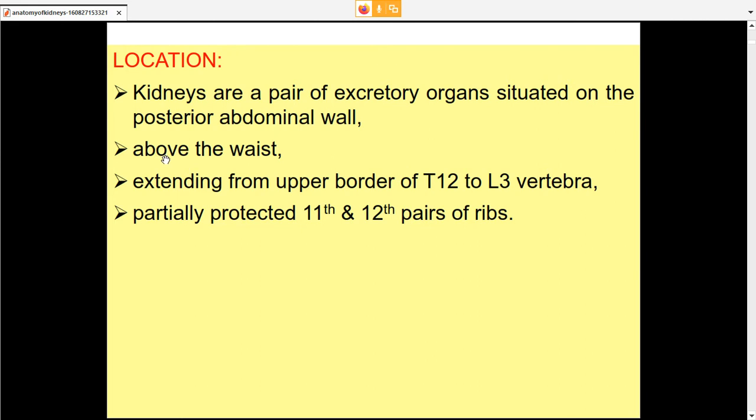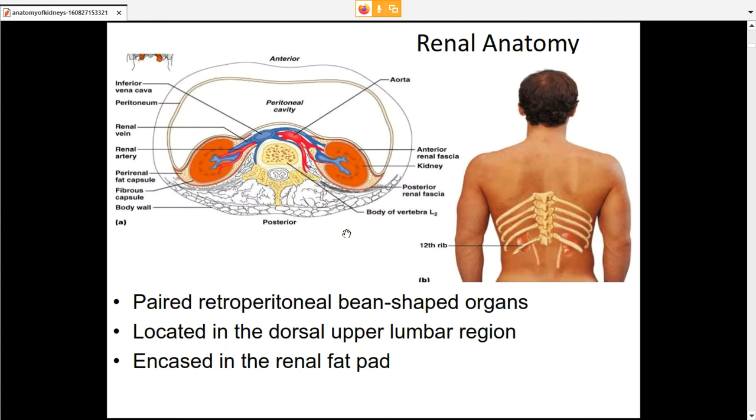They are present exactly above the waist, extending from the upper border of T12 to the L3 vertebra. This is the vertebral level, and they are partially projected into the 11th and 12th pairs of ribs. Here you can identify the location of the kidneys behind all the abdominal organs, on the posterior abdominal wall muscles. These are retroperitoneal. Retro means behind. Remember this word.